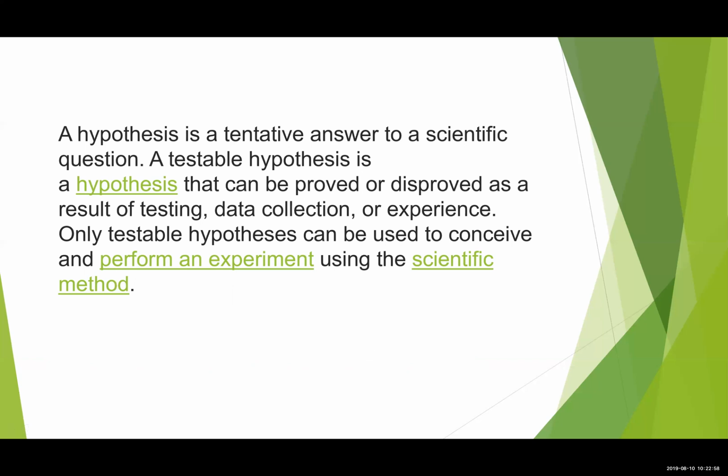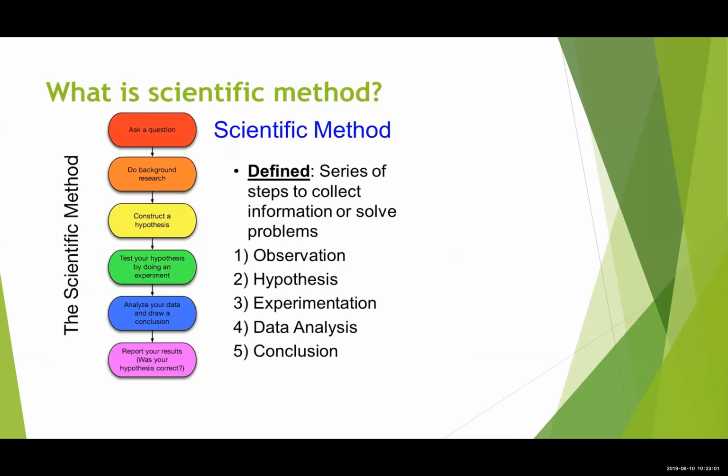Make sure you haven't missed anything, because we're going to move on now to what is scientific method. All right, so scientific method is defined as a series of steps to collect information or solve problems. So I want you to notice this is a nice, neat little line, right? I'm going to show you in a minute why it doesn't really look like this. Okay, this is just oversimplified to give you an idea of the parts involved. So you've got observation, hypothesis, experimentation, data analysis, and conclusion.